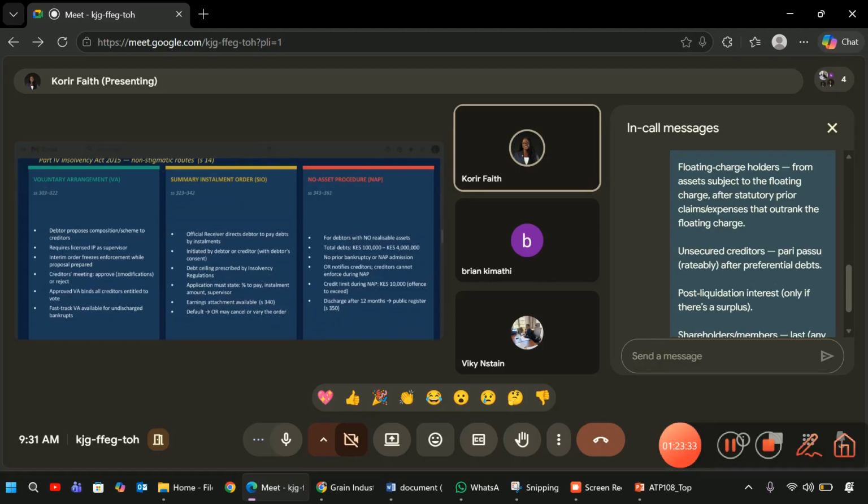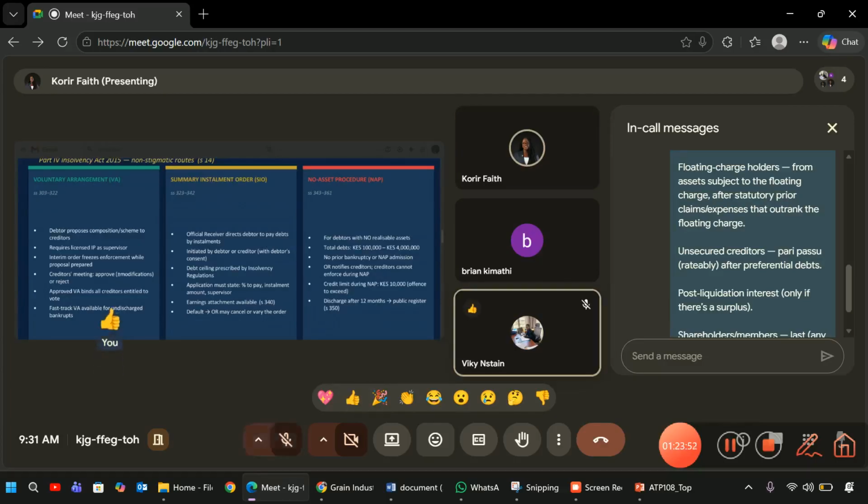First, the no asset procedure, you have to know that this is when you actually have no realizable asset. And it also provides a limit to the debt. So if your debts are more than 4 million, you cannot enter into this no asset procedure. So that is how you can differentiate the no asset procedure from the voluntary arrangement and this SIO.